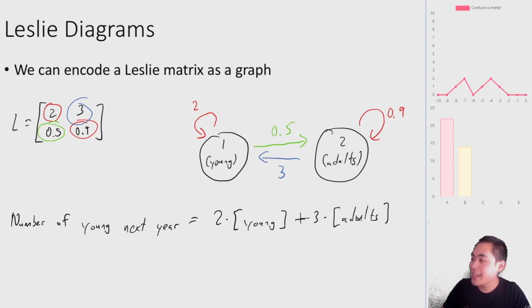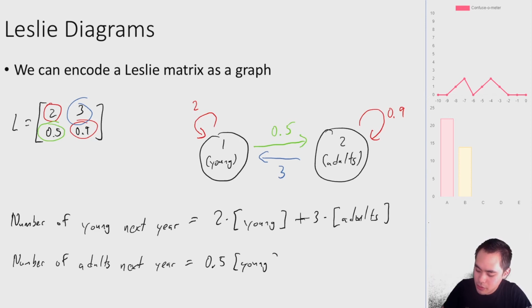So this is exactly the same information that's in your matrix. We just encoded it as a graph, because sometimes it's easier to see what direction the population causes other parts of the population to grow. And you have the number of adults next year, which is equal to 0.5 times the number of young, because that's the number of young who survived to become adults, plus 0.9 times the number of adults, since that's just the number of adults that survived.